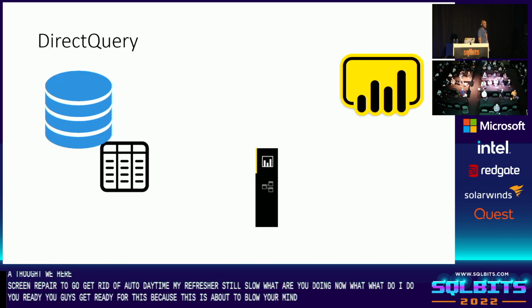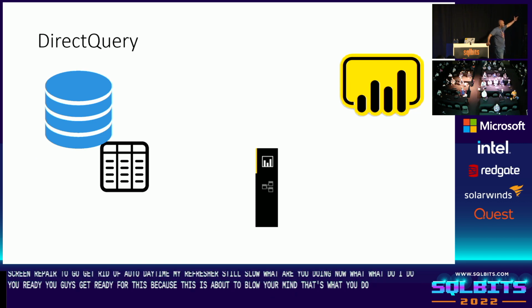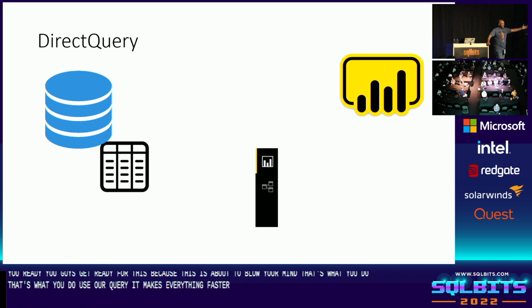That's what you do. You use direct query. It makes everything faster. I don't need to refresh anymore. Who refreshes? Refresh is 0. Refresh is the fastest I can get it. So I never have to schedule a refresh again because I use direct query.